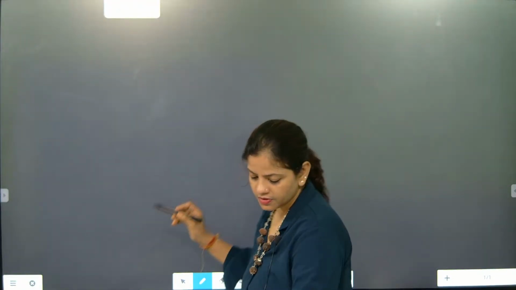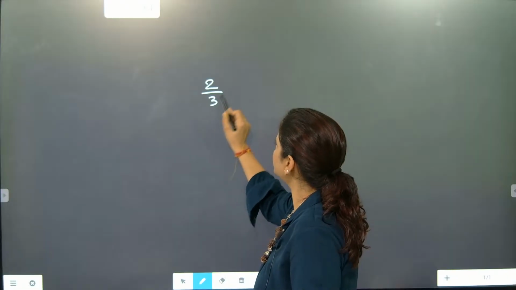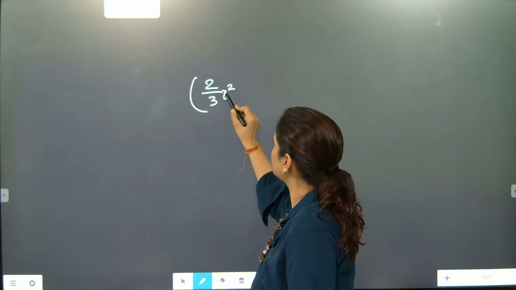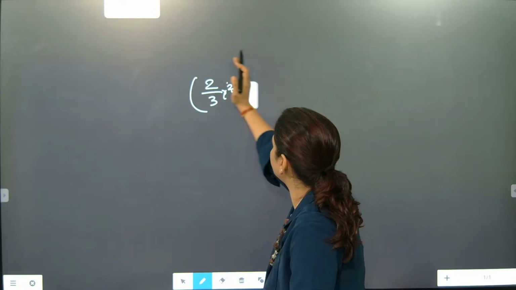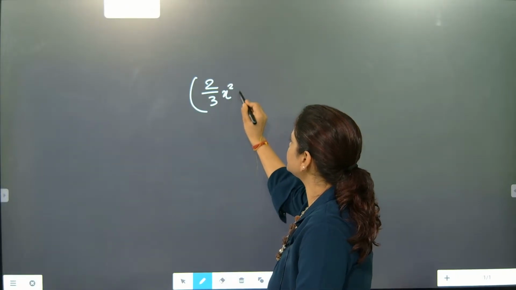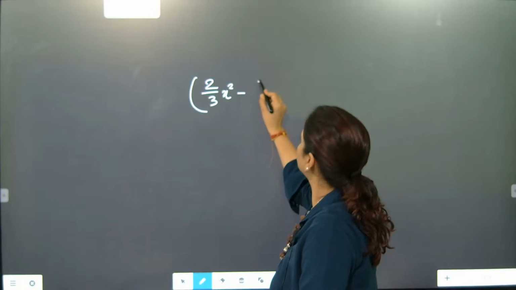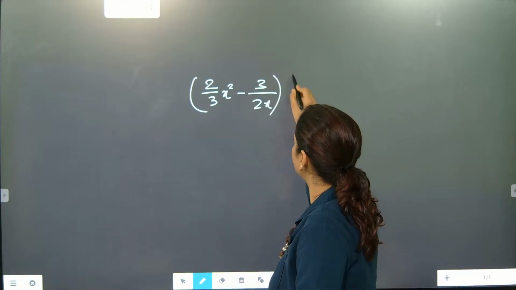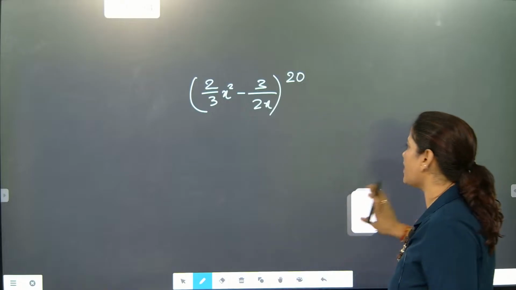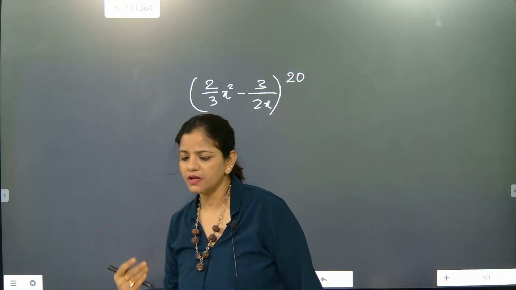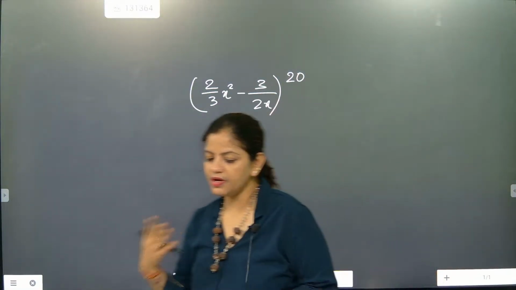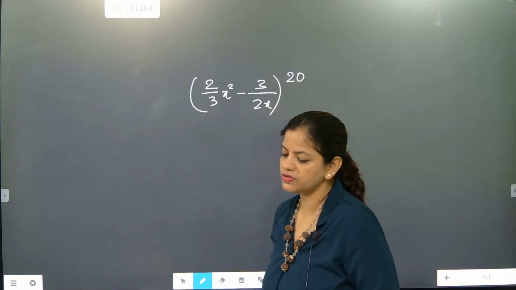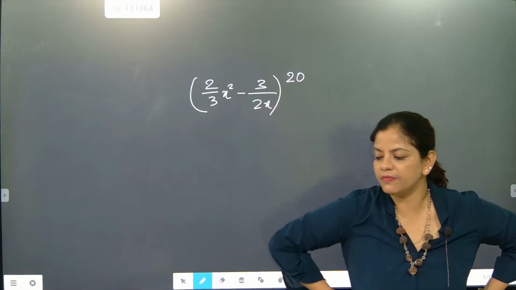Find the middle term of 2 by 3 x square minus 3 by 2x to the power 20. Find the middle term. Come on, form. Because last part, first I taught you the technique of writing. Now middle term finding will be easy for you. So this is the technique of writing.